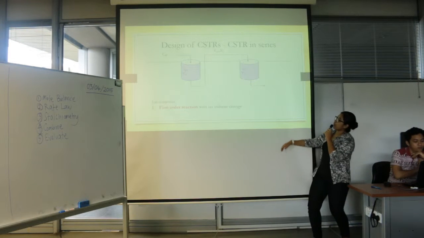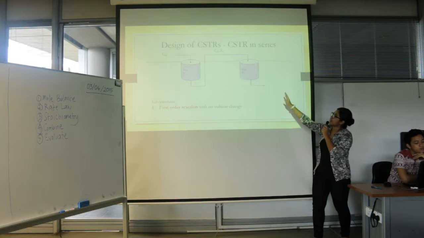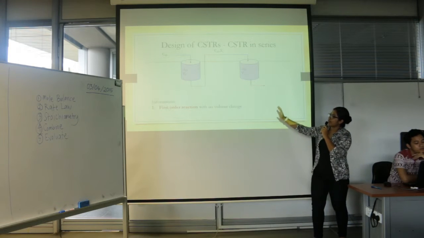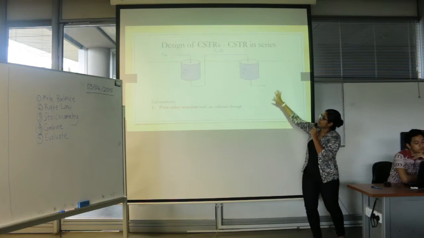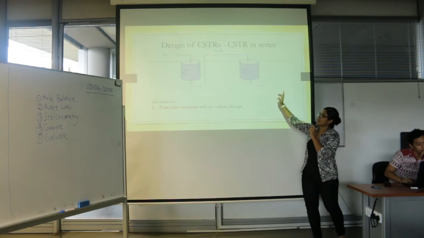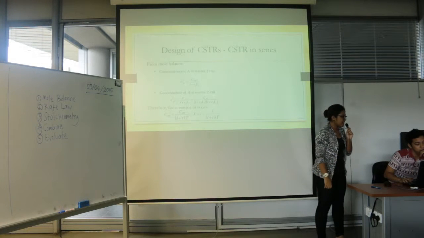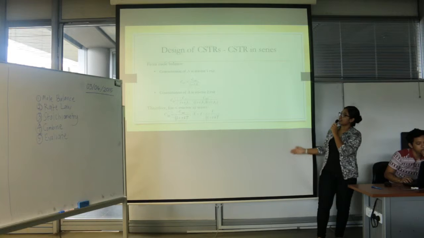This is the example of design of CSTR in series. As you can see, the reactors are arranged in series, for a first order reaction with no volume change. So the volume is constant. There is no volume change throughout the reaction. Okay, the design of CSTR in series.